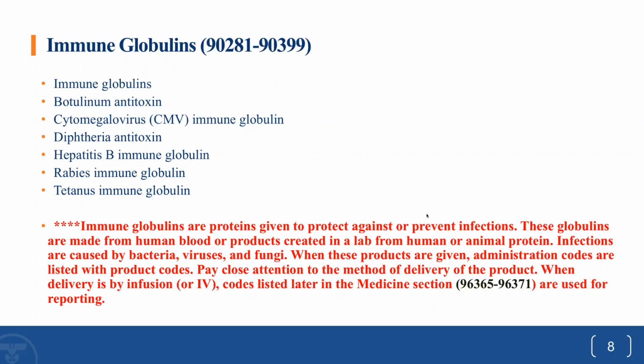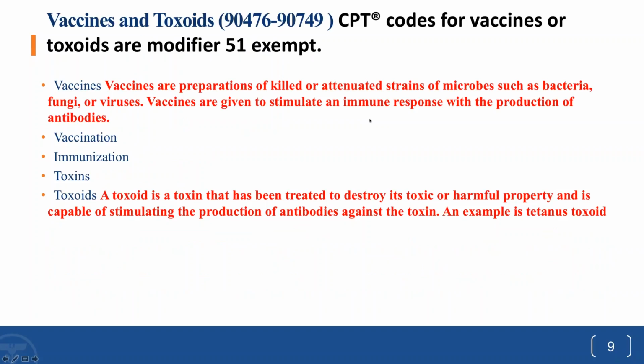So your administration codes, if someone was going in to have some type of therapeutic administration, or if they're giving someone that vaccine, you know that if it's done by injection, intravenous, right? Or if you're on a drip infusion, then you should be looking in the category 96365 through 96371. Okay, and then you have your vaccines.